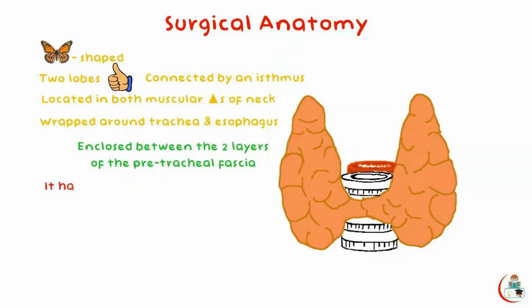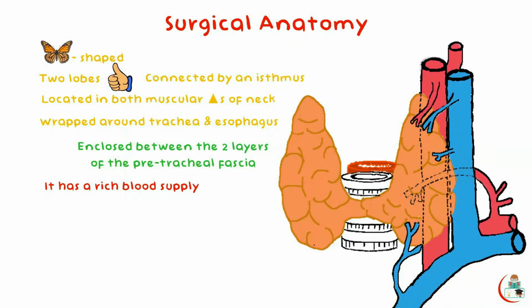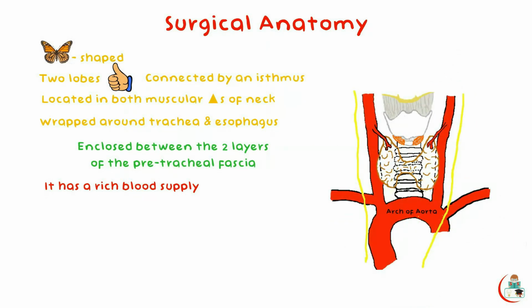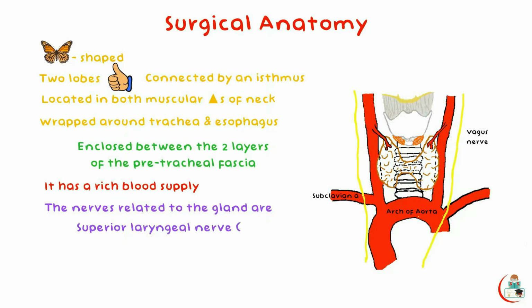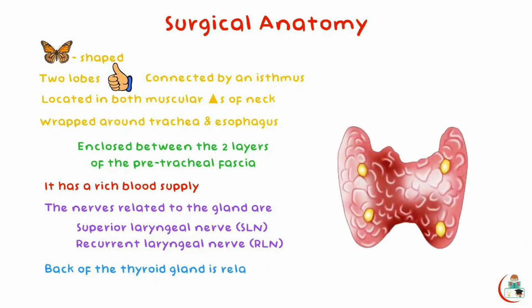Thyroid gland has a rich blood supply. The nerves related to the thyroid gland are superior laryngeal nerve and the recurrent laryngeal nerve. Both are branches of the vagus nerve. The back of the thyroid gland is related to the four parathyroid glands.